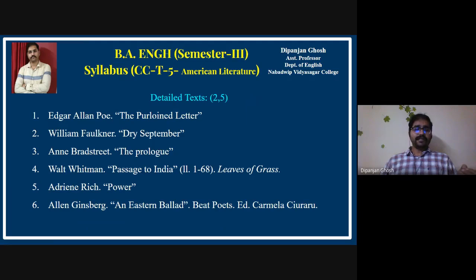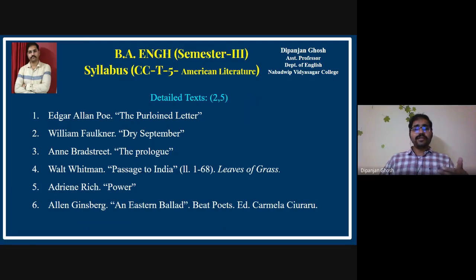The second one is William Faulkner's Dry September. It is a short, it is not a short story, it is a poem. No, Dry September is a short story, obviously. Here you can find a particular reference to epidermalization, that means the differentiation between white skin and black skin, and the clash that was going on between these two in the southern part of America. There is a clash between the two groups, and these have been taken into consideration here.